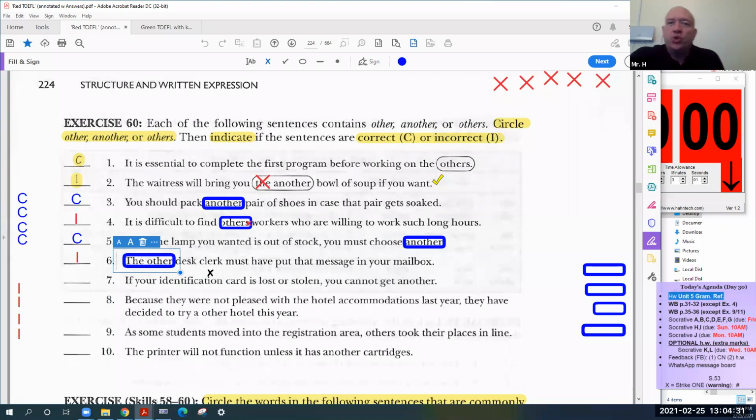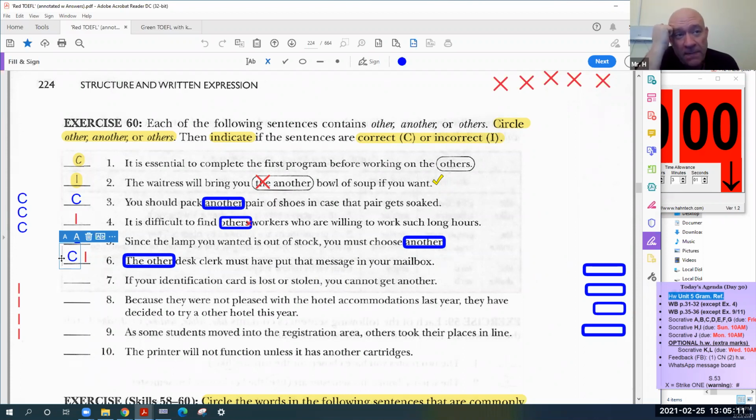I think this is not a good question because it depends on the situation. If there are only 2 desk clerks, then it is correct. So you have this desk clerk and the other desk clerk. It really depends on how many desk clerks there are, you see.